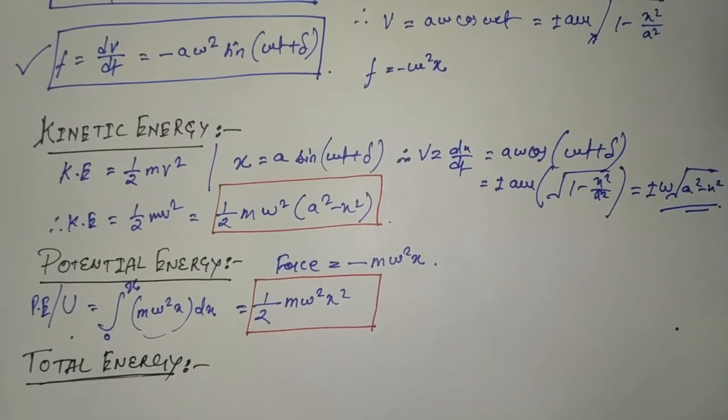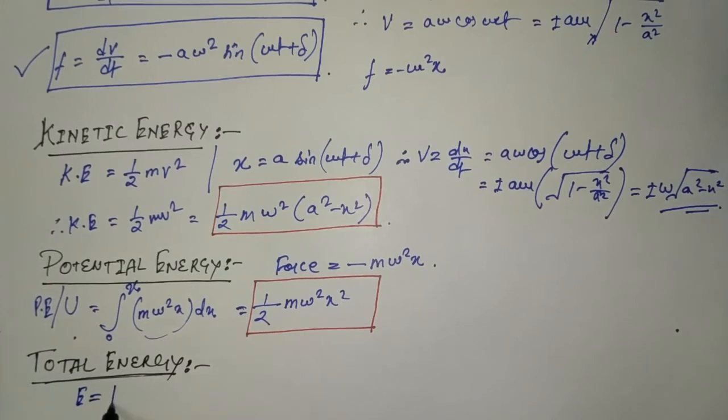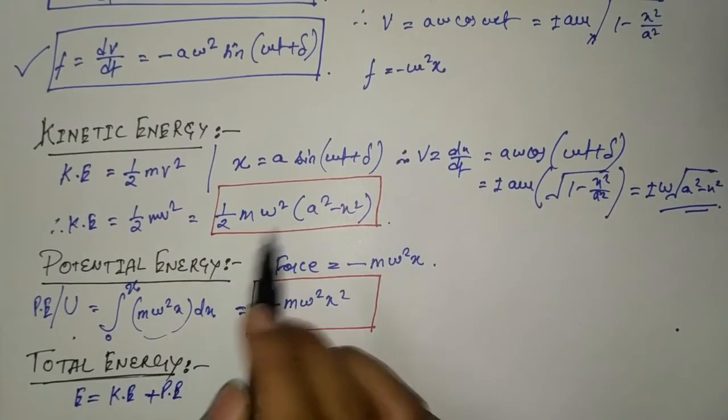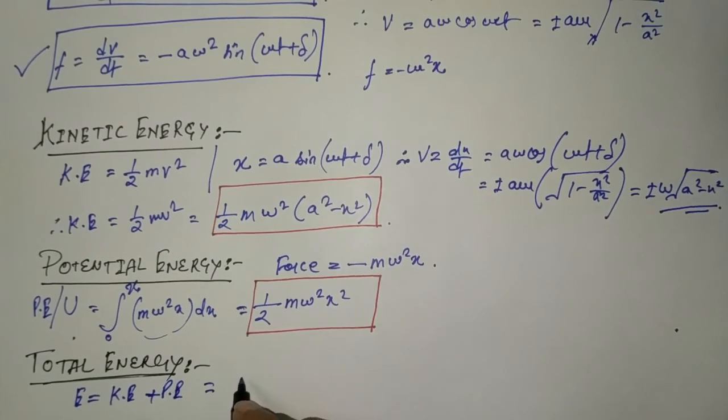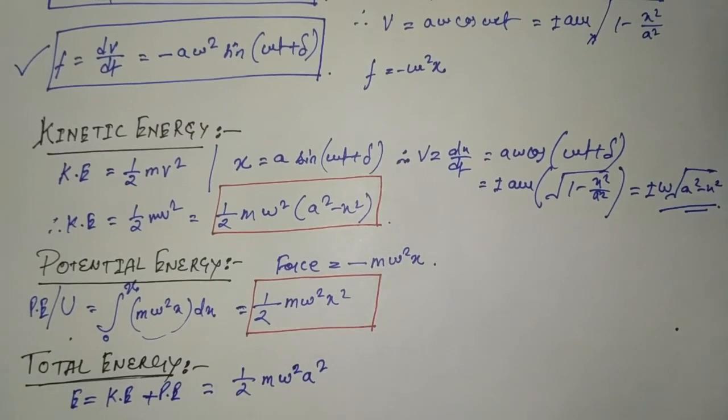Now we will define total energy. What is the total energy of this system or the particle? We are defining it as E. So E will be KE plus PE, that is kinetic energy plus potential energy. If we add both of them, we get half m omega square a square. So this is the equation for total energy.